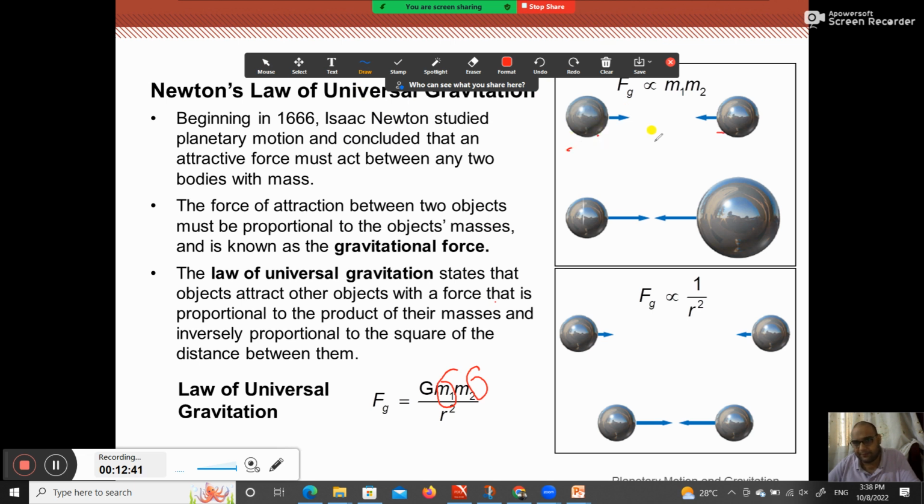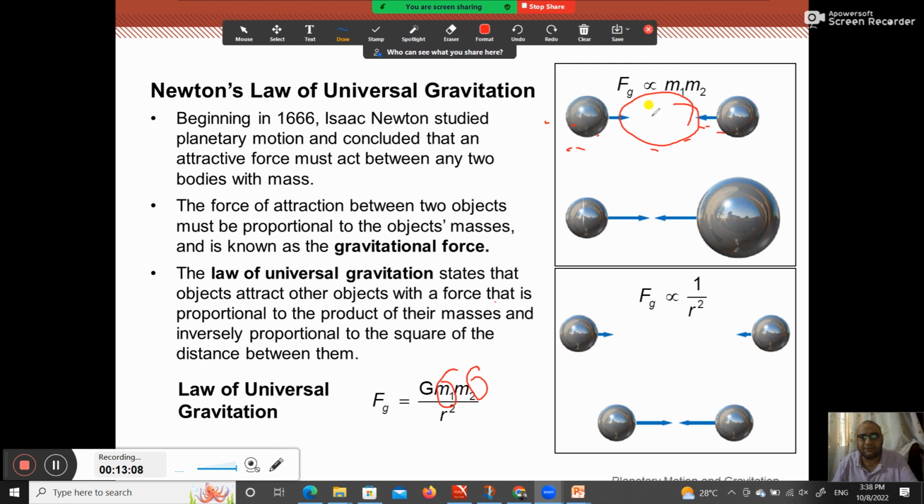For any two objects, the gravitational force attracts them to each other as long as these objects have a certain mass. Having mass makes them own a gravitational force. Right. As the masses of the objects increase, the gravitational force itself is going to increase, as the gravitational force depends on the masses.